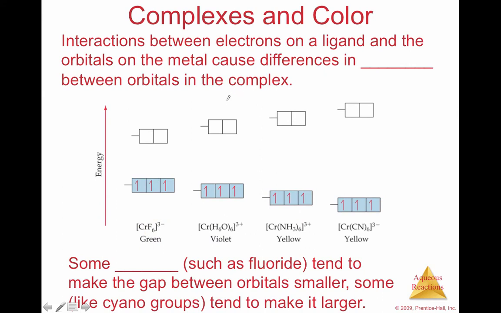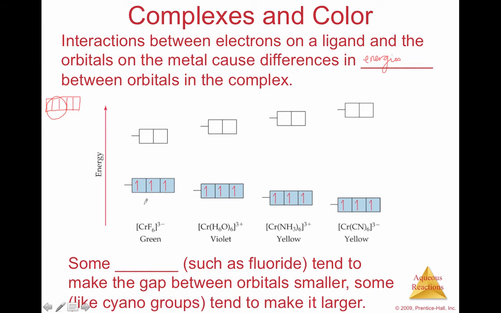Now, as the ligand interacts with the 5 d orbitals, as shown in this orbital diagram, 1, 2, 3, 4, and 5, the ligands split these d orbitals into 2 levels. The interactions between electrons on the ligand and the orbitals on the metal cause differences in energies between the d orbitals in the complex. Here, 3 of the d orbitals go down in lower energy, while the other 2 go up.